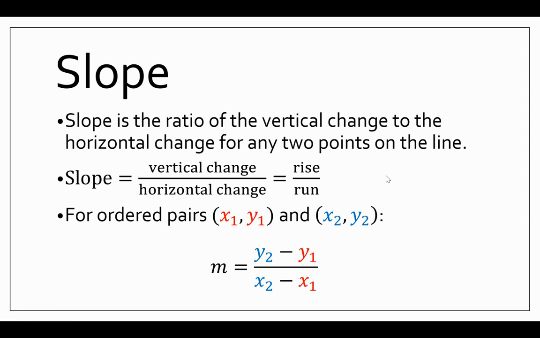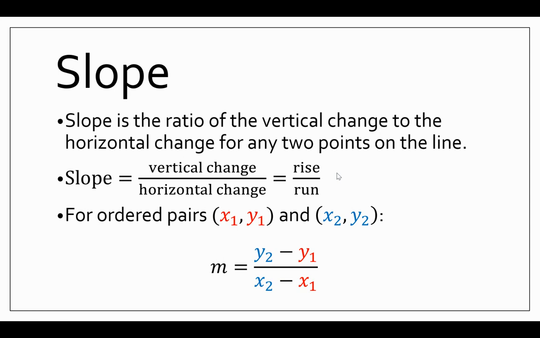Let's talk about slope. Slope is the ratio of the vertical change to the horizontal change for any 2 points in a line. So if you have 2 points in a line, you can find the slope between them. How we do this is we take a look at the vertical change. We call this the rise. And we divide it by the horizontal change. We call this the run. So you can think rise over run.